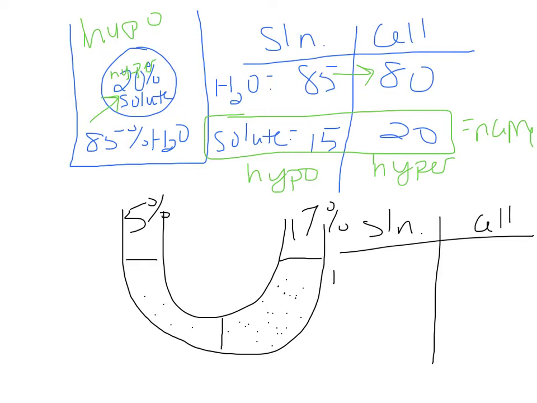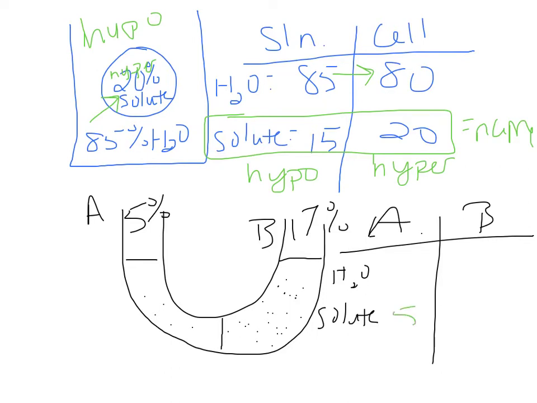Very quickly, I just draw my chart: solution, cell, water, solute. In this case, instead of writing solution versus cell, I'm just going to change this to side A versus side B. If it's not given to me, I'm just going to assign them. That's A, that's B. So on side A, I've got 5% solute, which tells me I have to have 95% water. On side B, I have 17% solute, which tells me I have to have 83% water.